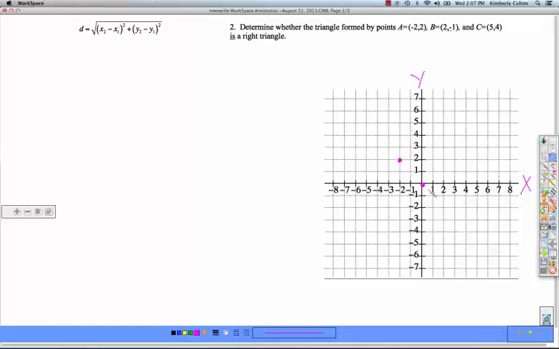Then we're going to find B, and that's 2 in the x direction and down 1. And then we're going to do C, which is 5 in the x direction and 4 up in the y direction. So now we have some points. So I'm going to go ahead and erase this point here. We don't need that one. And we're going to make some lines. Find my line tool here.